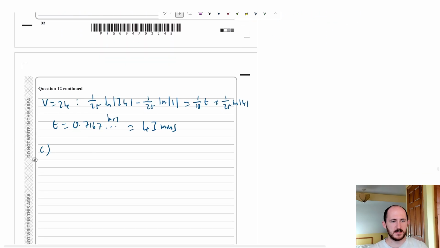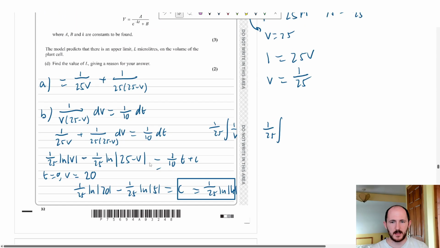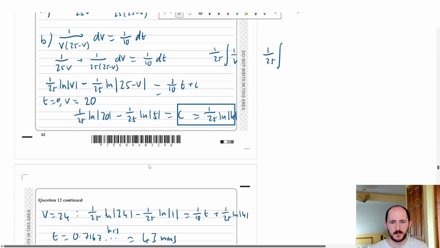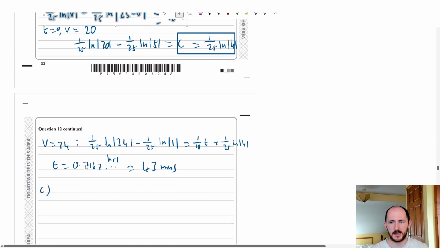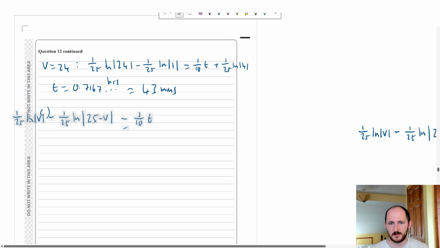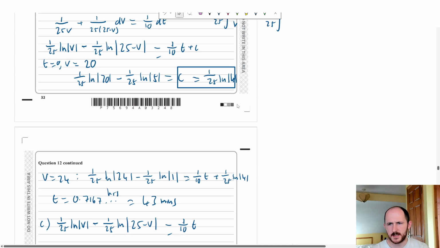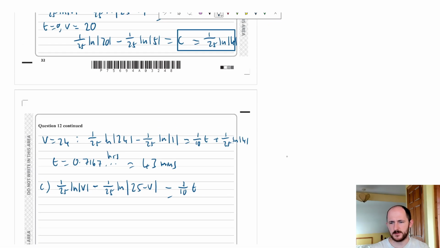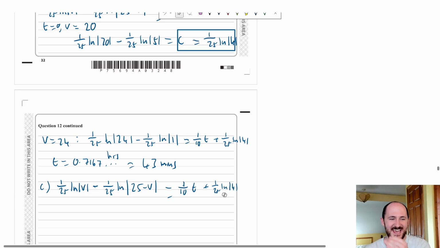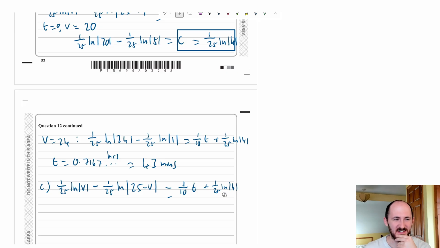Essentially what we have to do here is rearrange for v. So if we look at our equation for v, I'm going to copy this down, just what I actually have. And what was c again? 1 over 25 ln 4. Good lord. This is going to be fun.